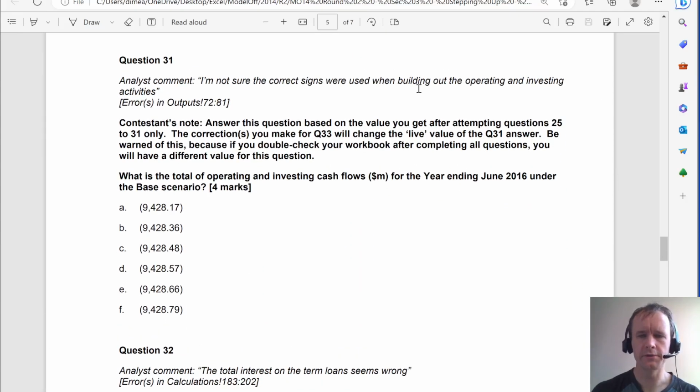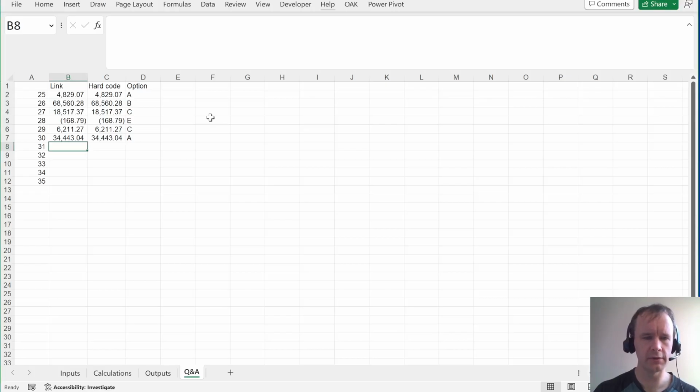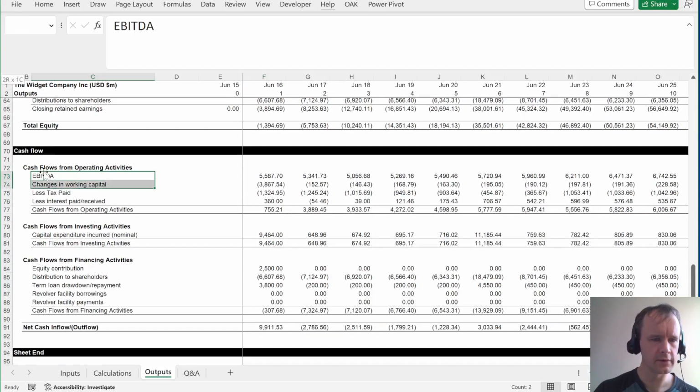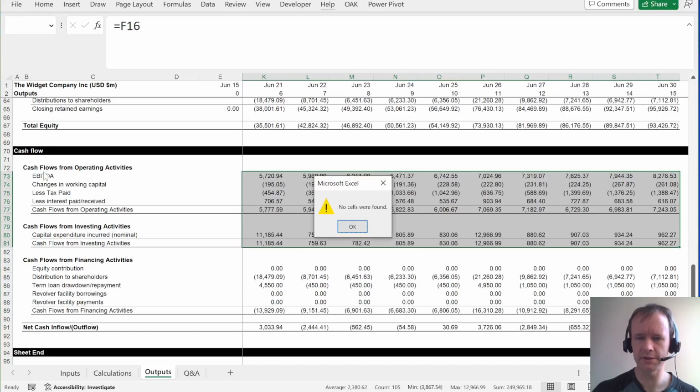Not sure the correct signs were used when building out the operating and investing activities. Outputs 72 to 78. Answer this question based on the value. Okay, yeah, so this is just kind of re-emphasizing the same thing from earlier. I guess this is a question where, as you make other corrections later, this answer will change. So you have to lock in your answer at this point. Okay, so output 72 to 81, which is here, and the suspicion is that the sign is wrong in something.